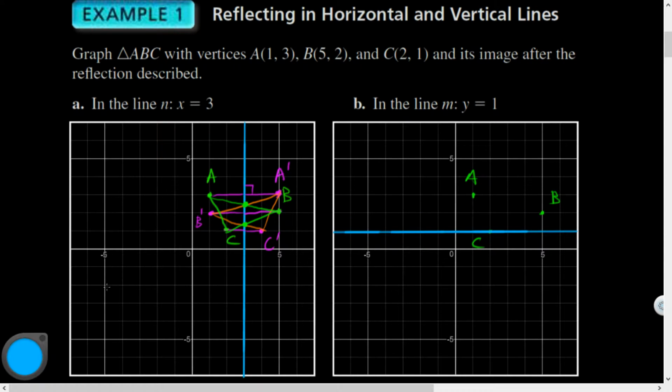So if this is my mirror line, C is going to get mapped onto itself because it happened to be on the line. So there's C prime. A is 2 units above the line, and so I'm going to reflect 2 units below the line. So there's A prime. And B is 1 unit above the line, so I'm going to map 1 unit below the line, perpendicular, and there's B prime. All right, so it's just going to mirror it like so.